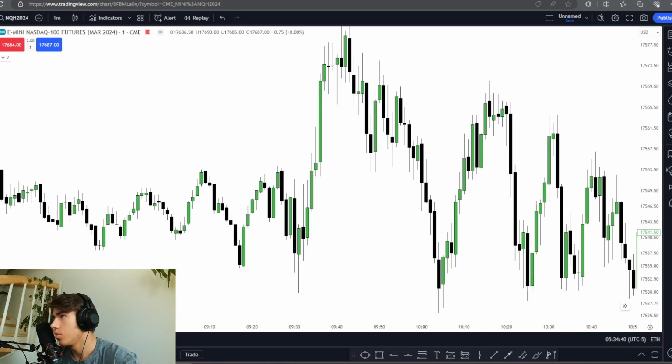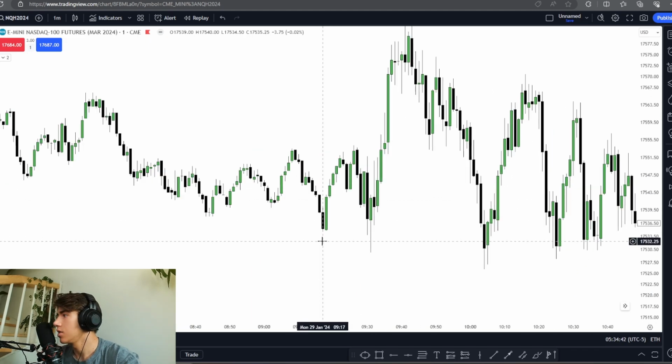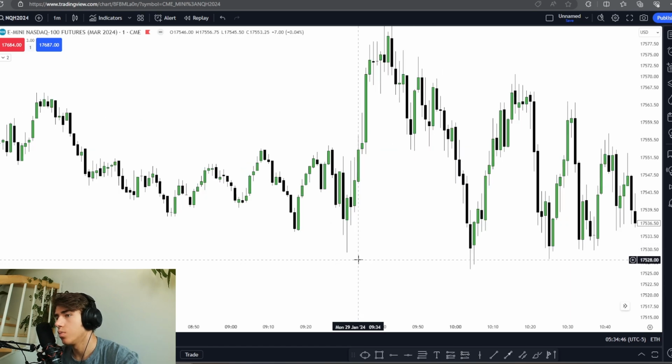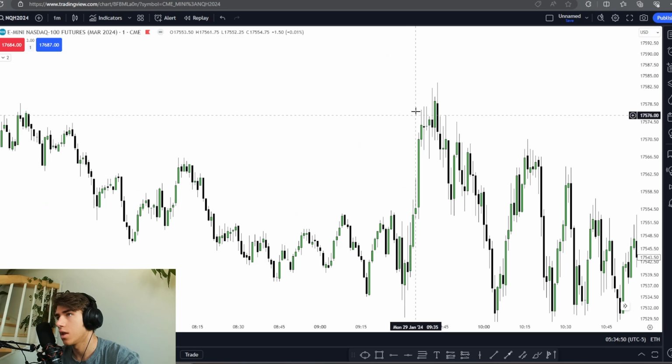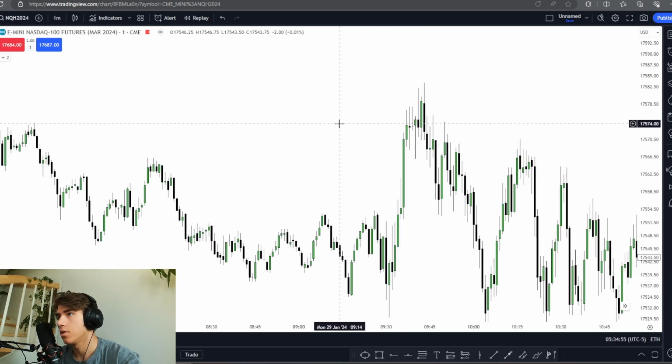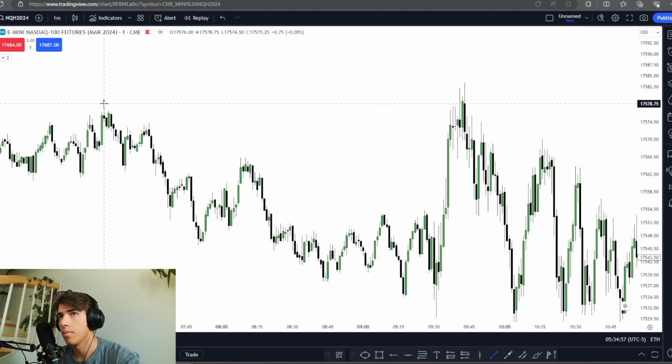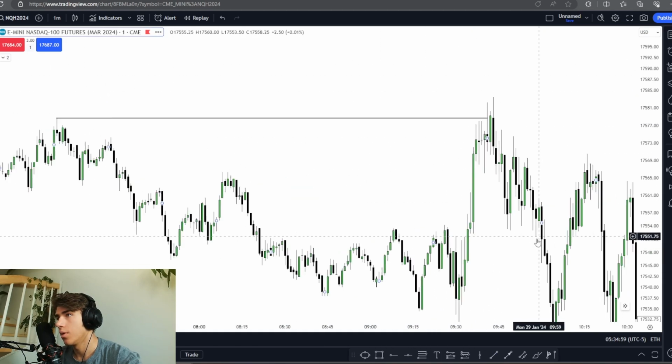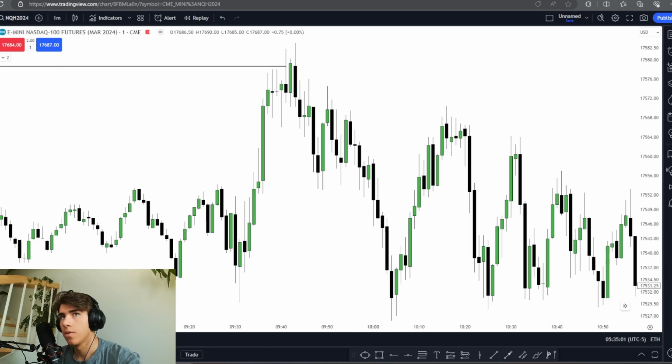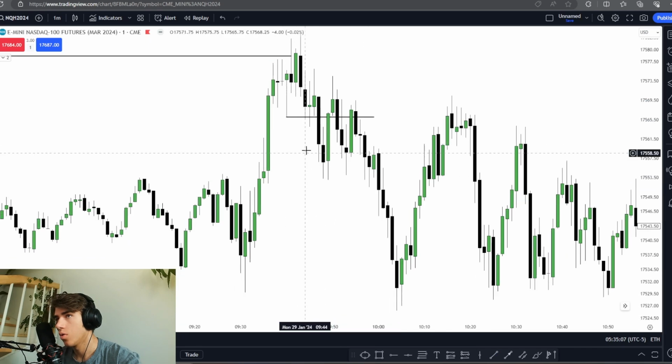This was another beautiful play that I took. Actually, ICT took this very same trade. And what happened was we got the 9:30 New York Stock Exchange opening bell that sent us higher. And typically that is a Judas swing, right? A manipulation move. Takes out buy side liquidity here. Then we get that displacement leg lower. We have a swing low here, right? That overlaps with this fair value gap here.